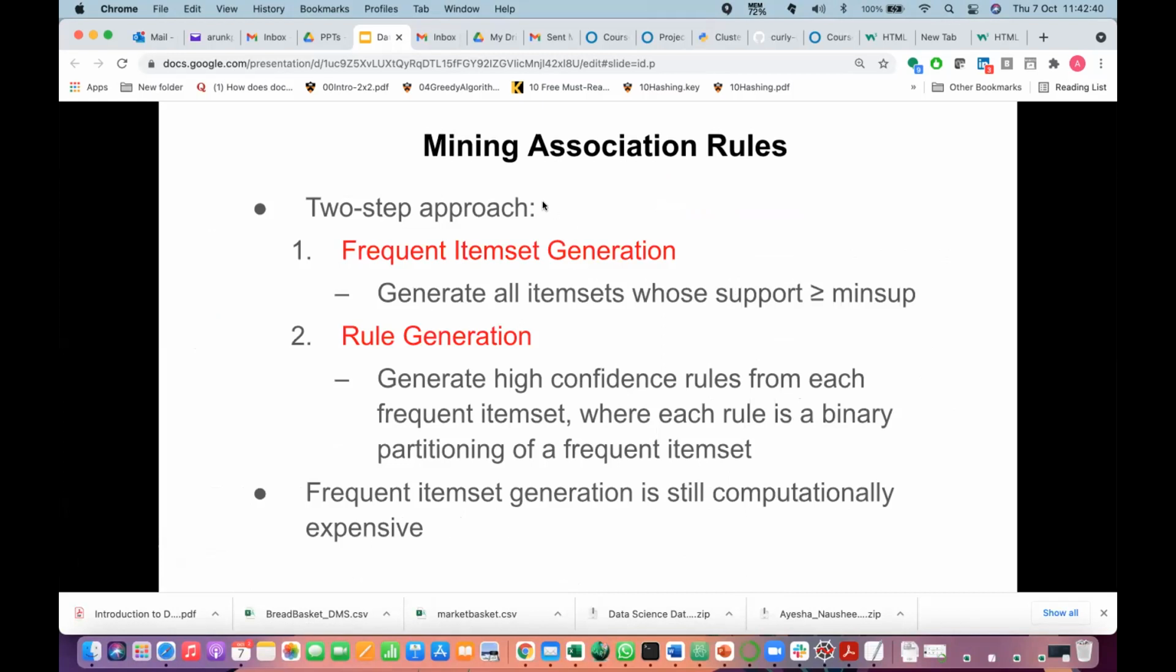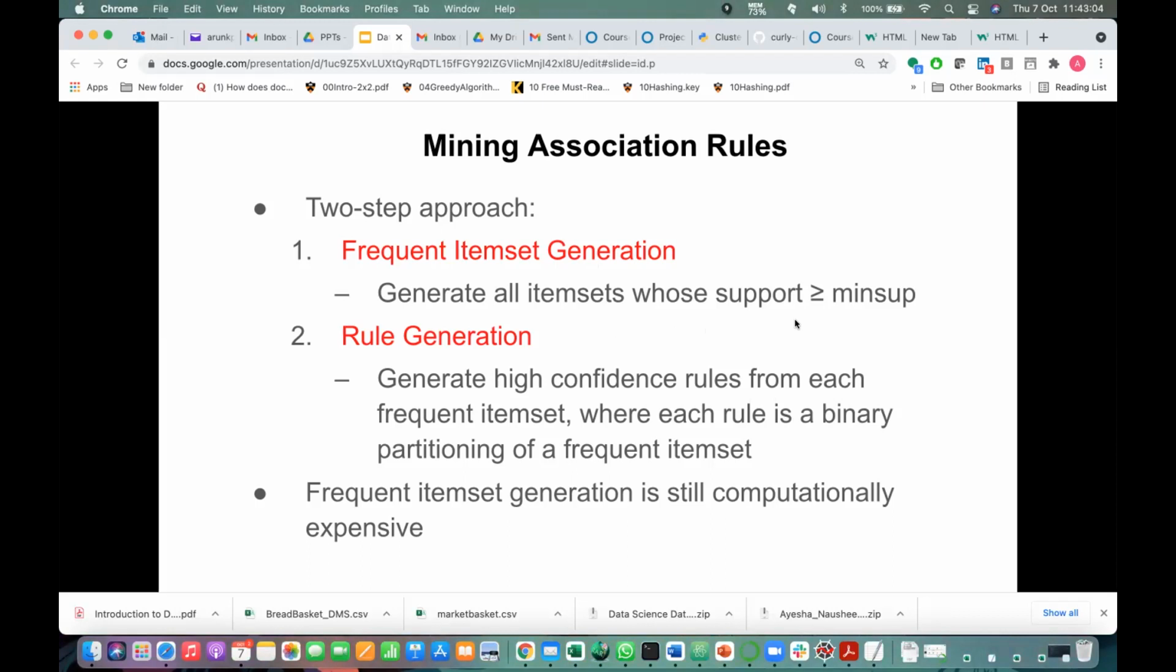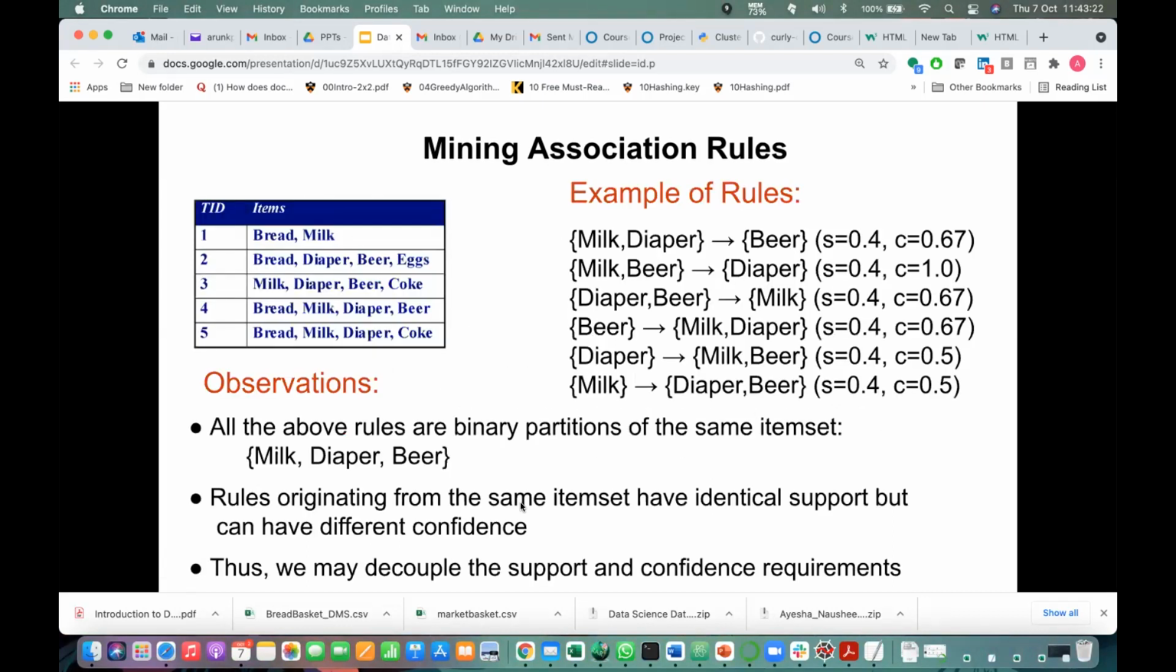So we will take a two-step approach instead of brute force. One is frequent item set generation: first we find all frequent item sets, generating all item sets with support greater than or equal to minimum support. From those frequent item sets only can you find rules, otherwise you cannot find any rules if the set itself is not frequent. Then rule generation: generate high confidence rules from each frequent item set, where each rule is a binary partitioning of a frequent item set. Frequent item set generation is still computationally expensive anyway.